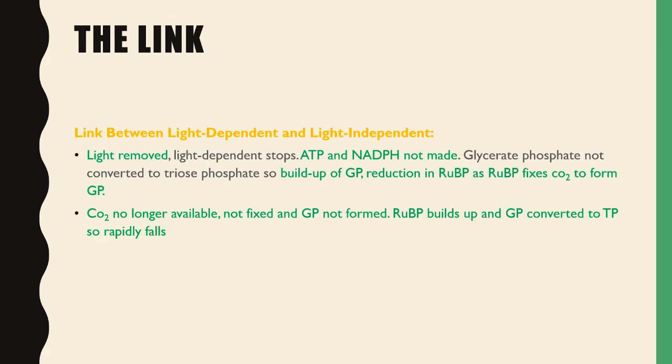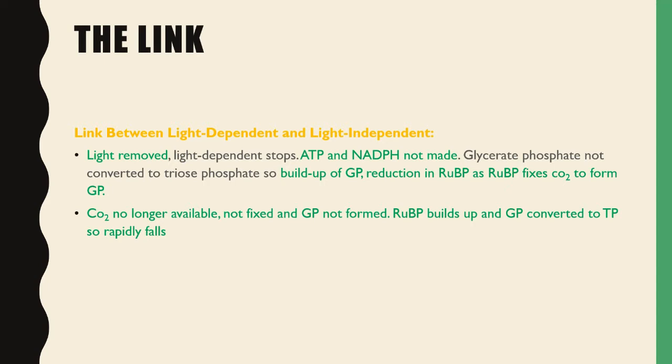Okay, so what that actually means is, because light is removed and the light dependent stage stops, that means ATP and NADPH is not made. Therefore, the light independent stage can't actually happen. So although it doesn't need light to occur, it still can't happen, because it doesn't have any ATP or NADPH to convert the glycerate phosphate to triose phosphate. It can't do that without the ATP and NADPH made in the light dependent stage.